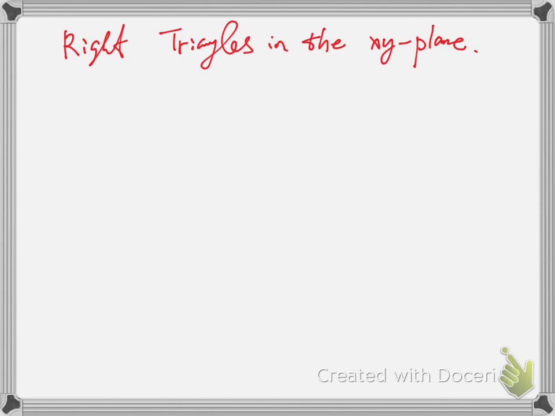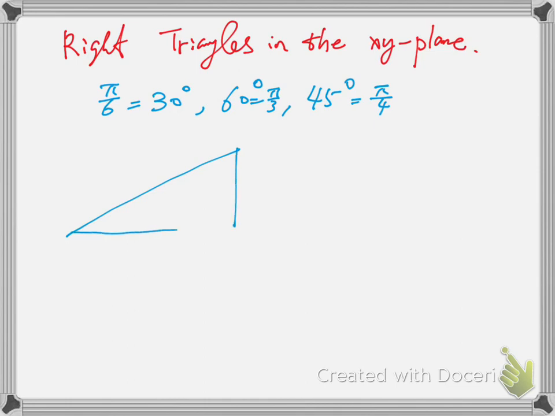You have to remember the angles and sides, and how to label them for the 30, 60, and 45-degree right triangles. In radian measure, this will be pi over 6, this is pi over 3, and this is pi over 4. Now I first draw the 30-60 triangle. To remember how to label the sides, we use the opposite side.